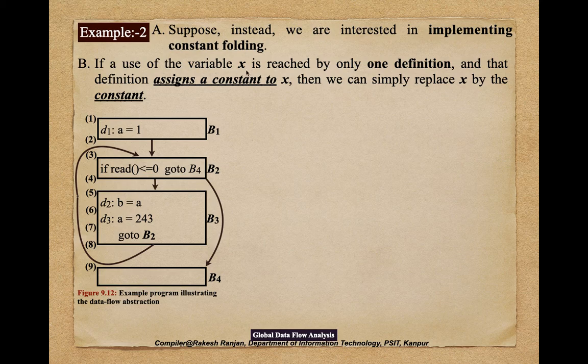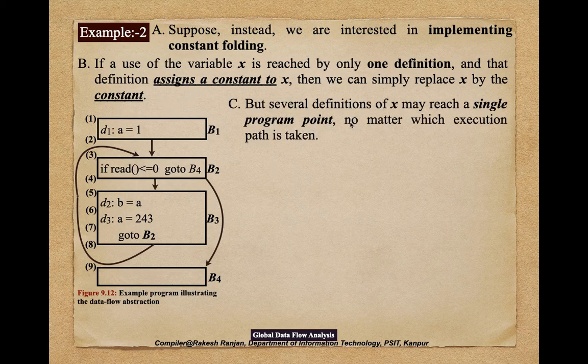सो इफ़ वी यूज ए वेरिएबल x is reached by only one definition and that definition assigns a constant to x. तो x को एक constant हम लोग define करते हैं, then we can simply replace x by a constant. x की जगह हम लोग constant डाल सकते हैं. But several definitions of x may reach a single program point no matter which execution path is taken. किसी भी execution path को अगर हम देखते हैं तो x की वैल्यू क्या है ये हमको चेक करना पड़ सकता है.